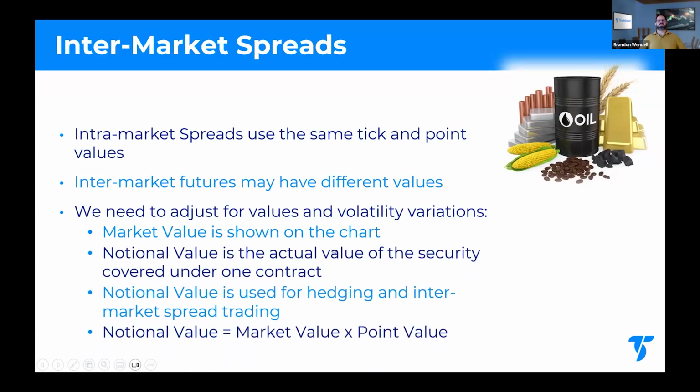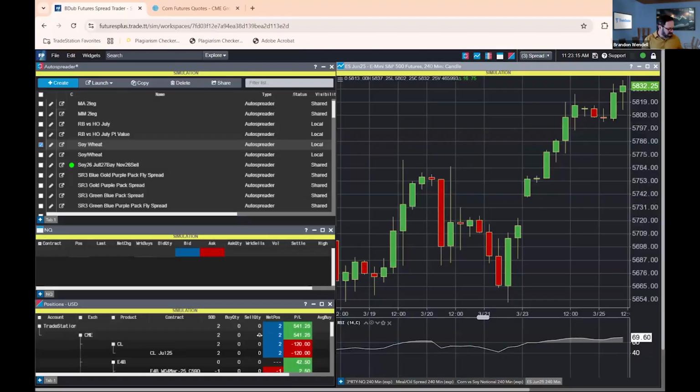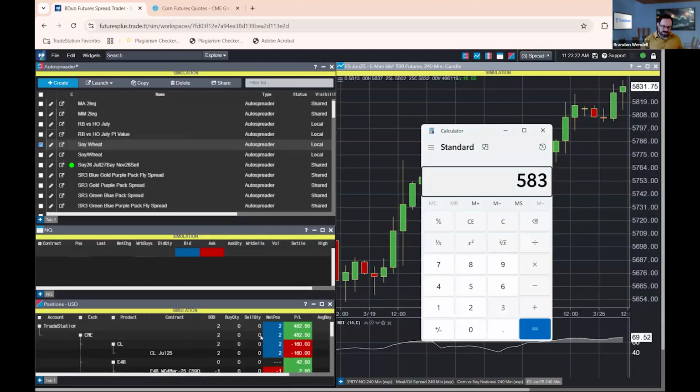But we need to use what is called the notional value when we're comparing for hedging and spreads. Notional value is the actual value of the security covered under one contract. The market value times the point value is the notional value. So if we go out 58.32 and the ES is $50 a point, one ES contract is worth roughly $291,600. That is the notional value.